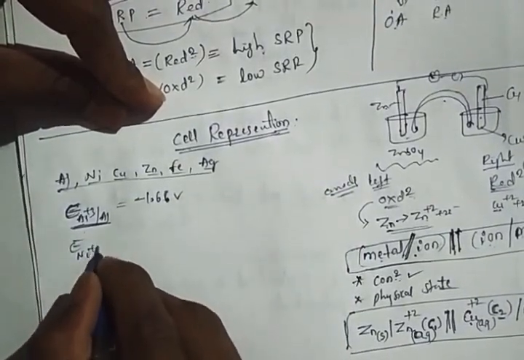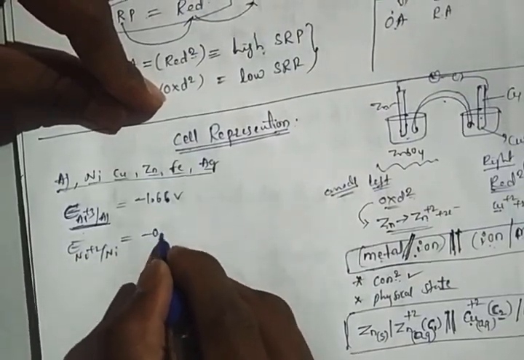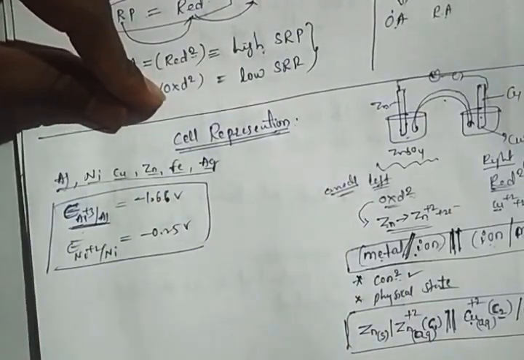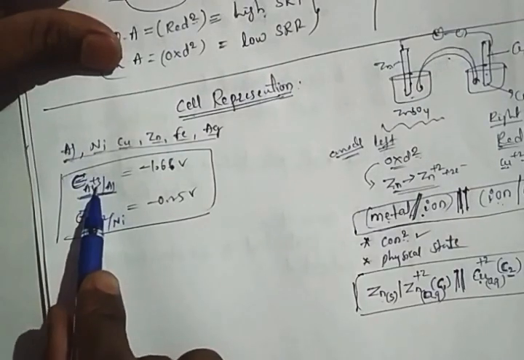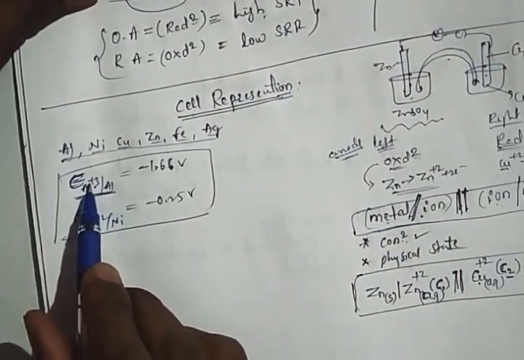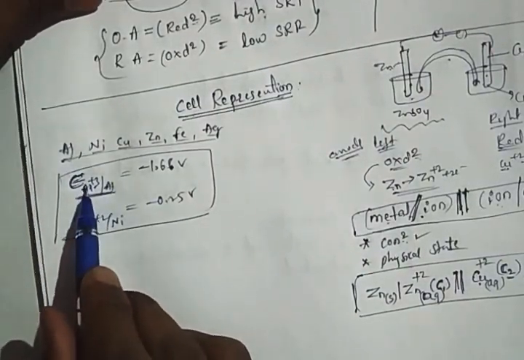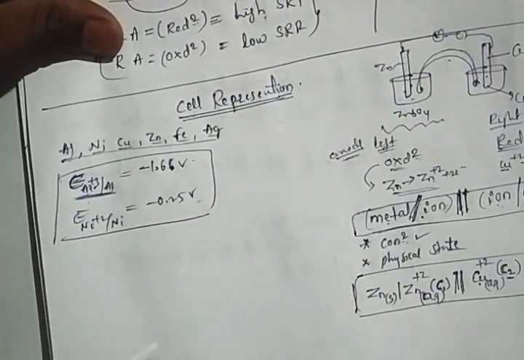Similarly, Ni plus 2 bar Ni, nickel plus 2 bar nickel, its value is minus 0.25 volt. Look, these are the two values I have given in this case. Is this one oxidation potential or reduction potential? Of course reduction potential, because Al plus 3 ions are converted into solid Al, which is 0. Both the values are reduction potentials.